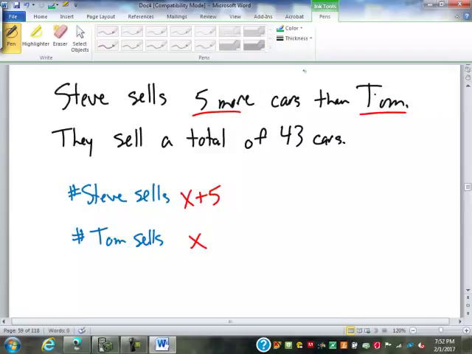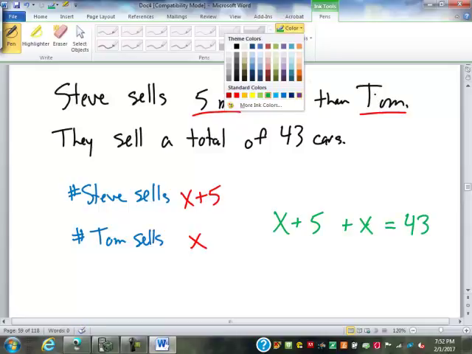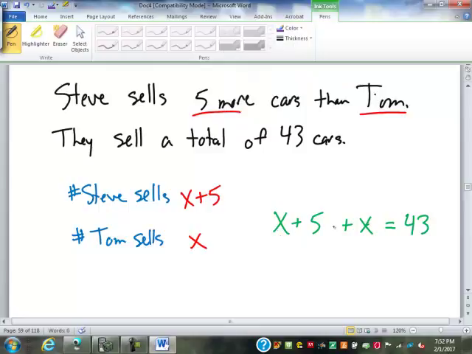Now, are these two adding up to a total, subtracting to make a difference, or something else? They are adding to make a total. Steve's, the X plus 5, plus Tom's, which is the X, adds up to a total of 43. So what can we combine here? We got a 1x and a 1x make 2x. So it's 2x plus 5 equals 43.